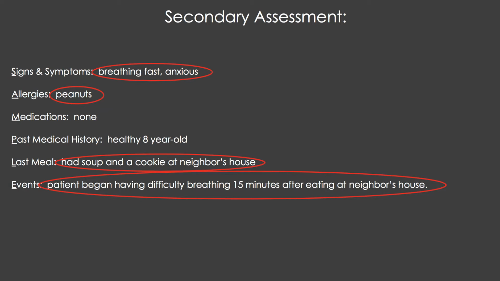Information gathered from the SAMPLE can be very helpful in identifying the condition. Let's look at the assessment findings again with the SAMPLE added. As you can see, this additional information helps the nurse easily determine that the patient is likely having an anaphylactic reaction to peanuts. The systematic approach to assessing a pediatric patient can ensure that correct treatment is provided quickly and that the patient outcomes are favorable.